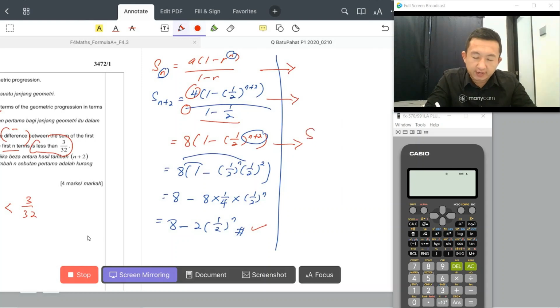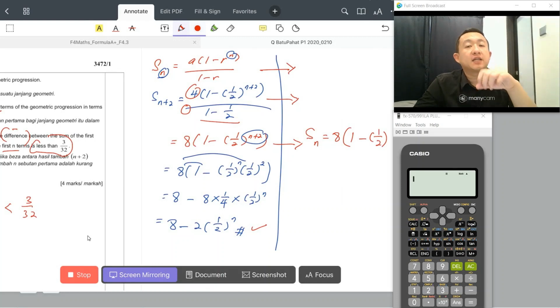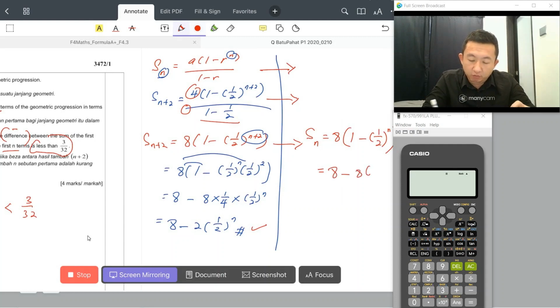So we can write Sn equals to 8 brackets 1 minus 1 over 2. Instead of putting n plus 2, this is Sn, because that one is Sn plus 2, right? Sn plus 2, you put n plus 2. Sn, you put n only. Okay? And then after that, you expand. You expand, what do you have? You have 8 minus 8 times 1 over 2 to the power n.